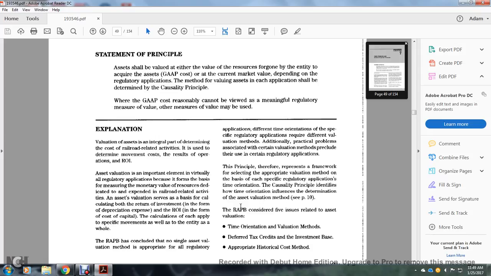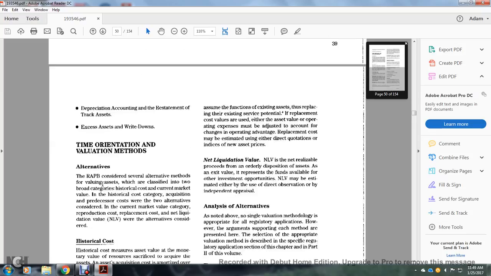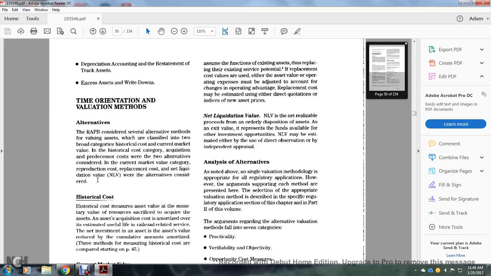See page 10. The Railroad Accounting Principle Board considers the 5 issues related to the asset valuation: time orientation, valuation method, deferred tax credits, investment base of the appropriate historical cost method, depreciation accounting, restatement of the track assets, and excess of access assets and write-downs. First, the time orientation valuation method.